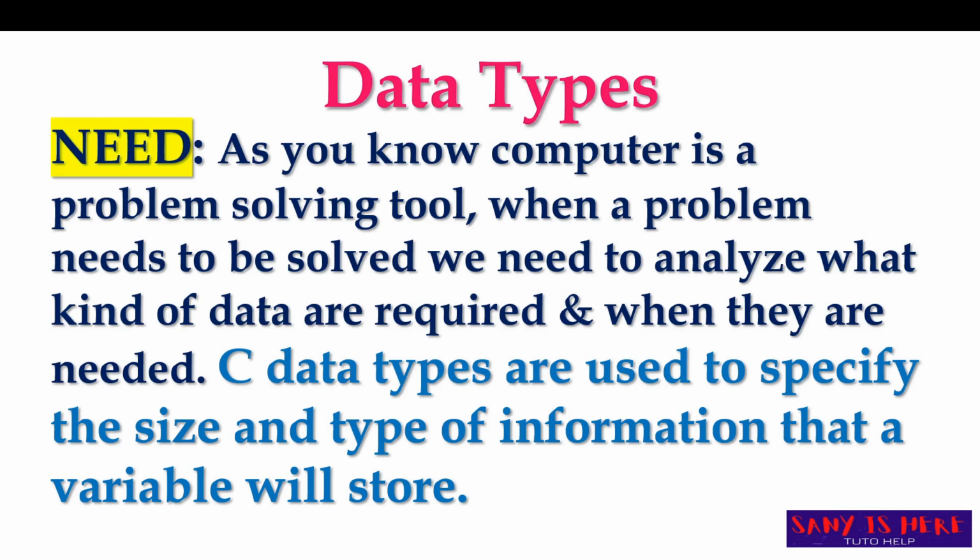C data types are used to specify the size and type of information that a variable will hold or store. As you know, variable is a container which is used to store the data. In that variable, which kind of data we are going to store, that is very important. That is what we are going to study.